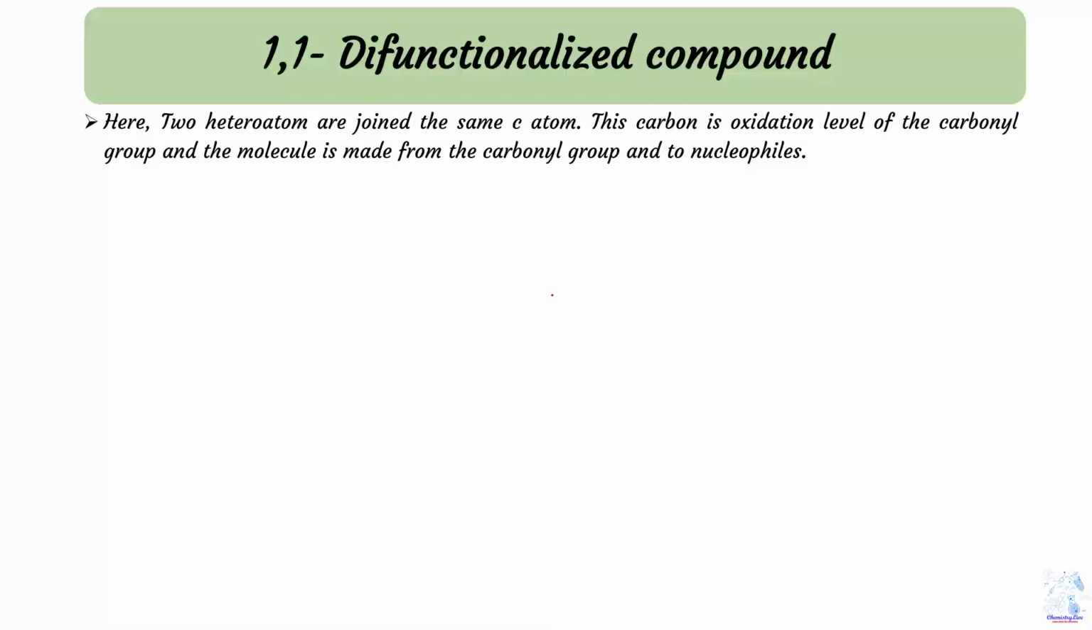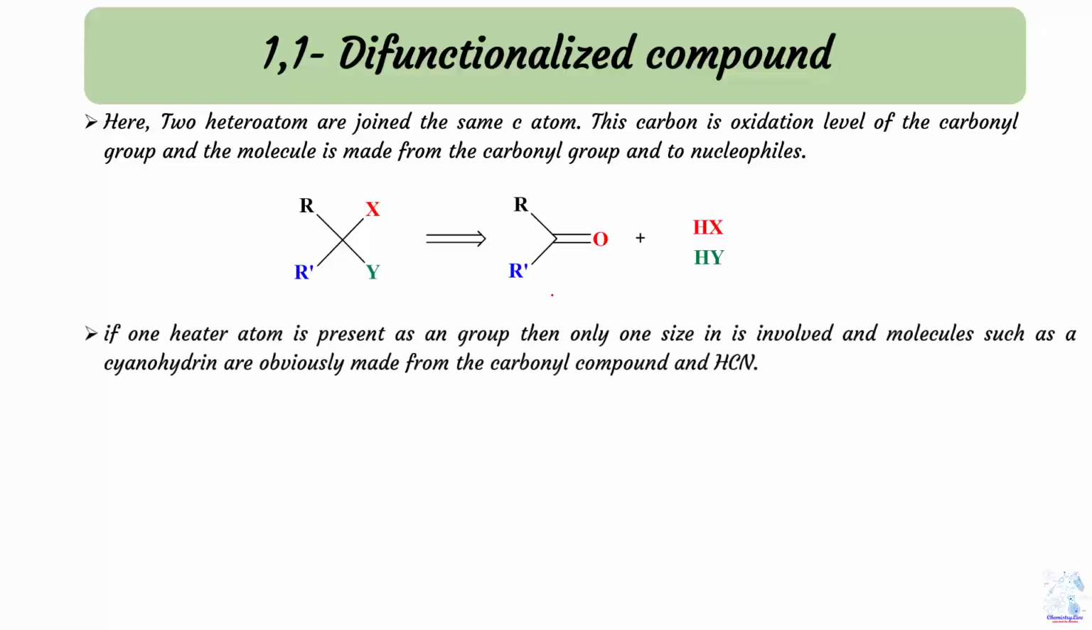Two heteroatoms are joined to the same carbon atom. This carbon is at the oxidation level of the carbonyl group, and the molecule is made from the carbonyl group, which is an electrophile. See here, these 2 groups are directly attached to that carbon, so they will be removed and we will get HX and HY. So both groups are removed, and that is the important part of the reaction. If one heteroatom is present as another group, then the other is involved in the molecule, such as cyanohydrins, which are obviously made from a carbonyl compound and HCN. Look at the example here.